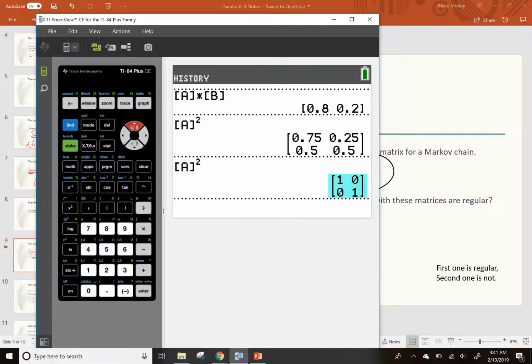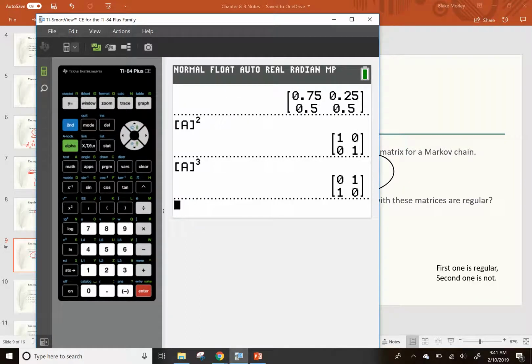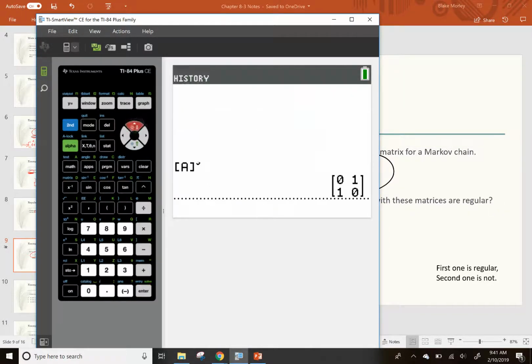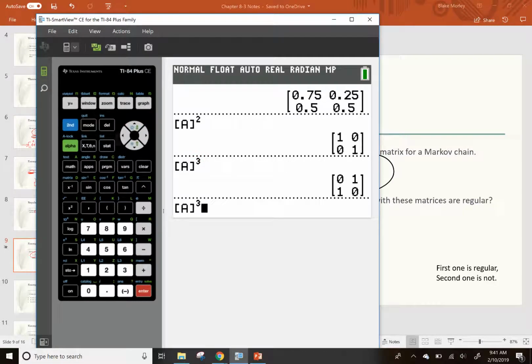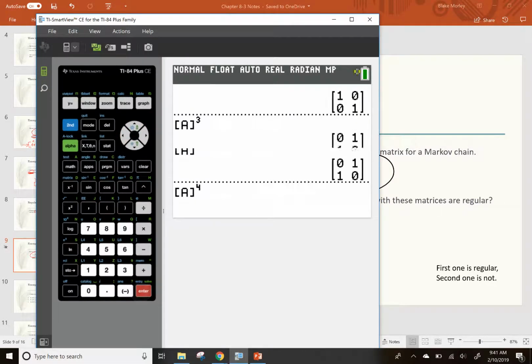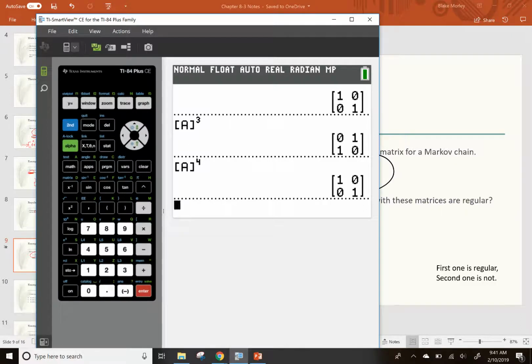So let's try taking that matrix to the third power. Now doing it to the third power, we get 0, 1, 1, 0, which is exactly what we started with. Again, we have zeros in the matrix, so it's not regular. All 4 values would have to be positive. And if we do just one more time, so go to the fourth power, you'll see there's a pattern here, right? It keeps going back and forth between 1, 0, 0, 1 and 0, 1, 1, 0. So no matter what power I raise it to, it's always going to be just 1s and 0s.